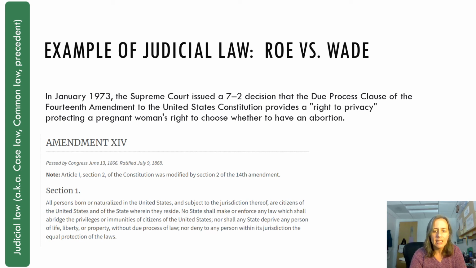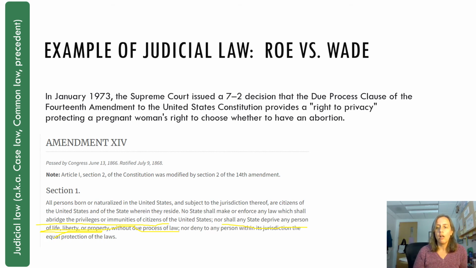So basically it says, nor shall any state deprive any person of life, liberty, or property without due process of law, right? It's not that we can't take your life away or take away your freedom. It's just there has to be a good reason for it. There has to be due process of law. And it also says you shall not make or enforce any law which shall abridge the privileges or immunities of citizens. So it's saying you have a privilege to privacy and autonomy over your own body, and therefore no state can enforce a law that says you can't have an abortion.